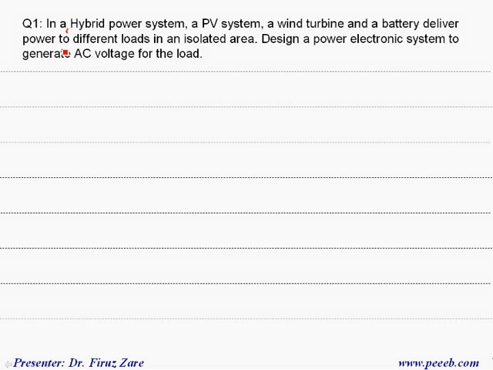So in this case, let's start with the power supply and the load. We have a PV system here, which basically generates DC voltage. And the point is that this DC voltage fluctuates because this voltage is not regulated, as the sunlight changes over the day. So this is our PV.